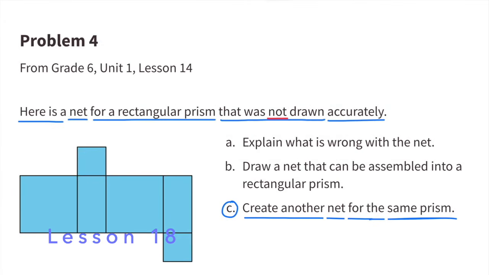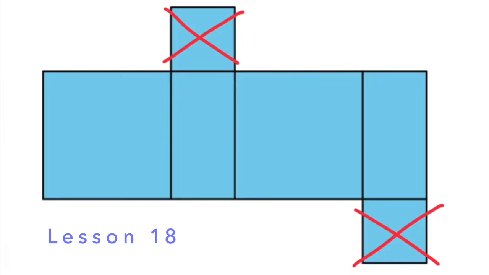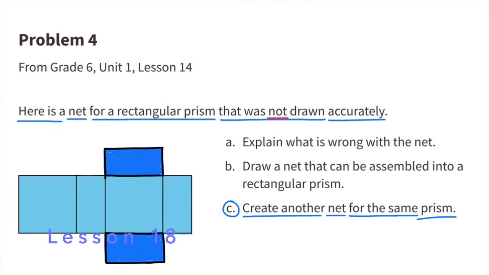C. Create another net for the same prism. I'm just going to make some adjustments to this existing net. First, I'm going to get rid of these 2 small squares. Then I'm going to add the correct length sides.